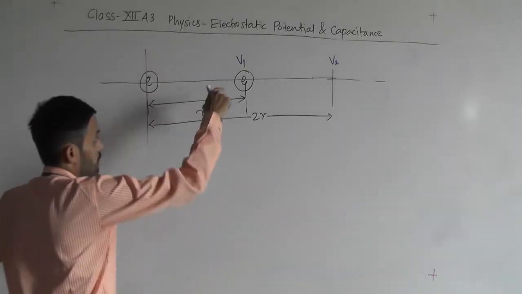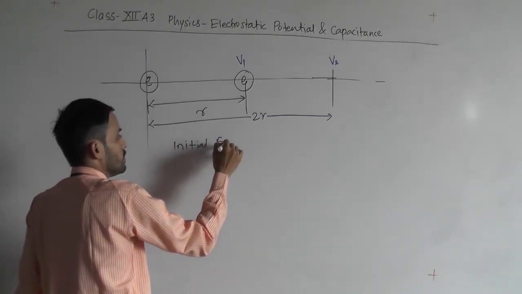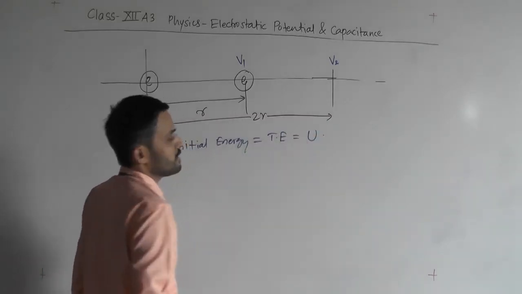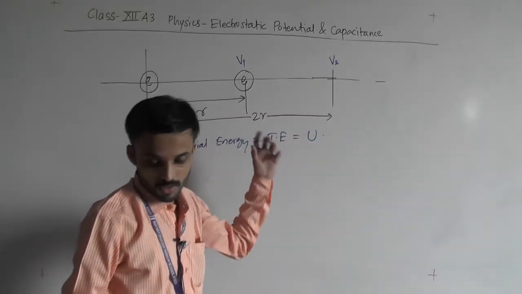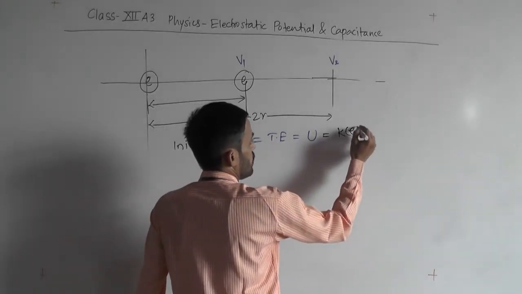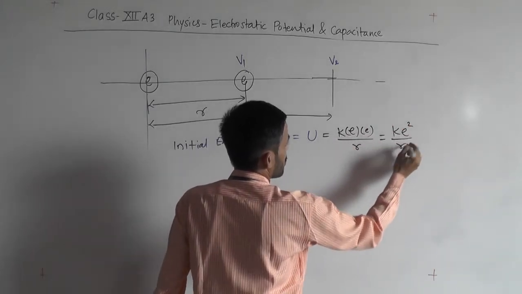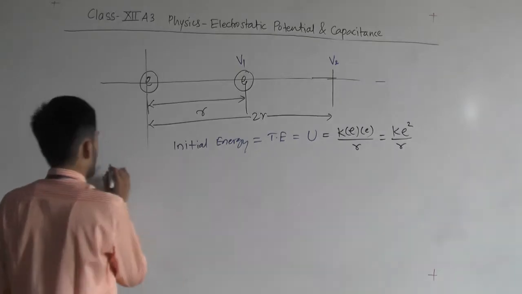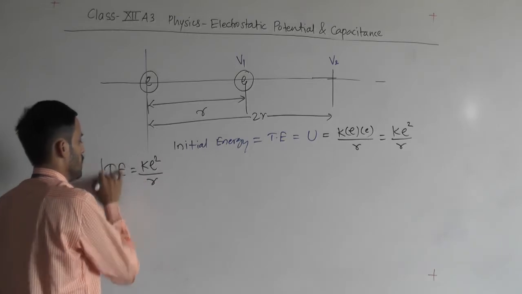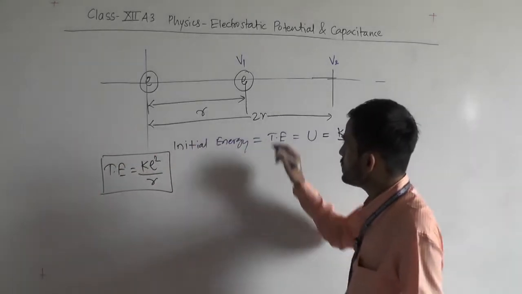So now when I keep this, the initial energy, the total energy, will be absolutely potential energy, because it is not moving right now. I have kept it. So that will be of course K E into E upon R. So it will be K E square upon R. So the total energy of the proton is K E square upon R. Okay, got my point?